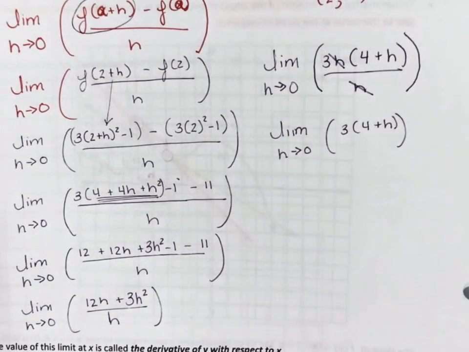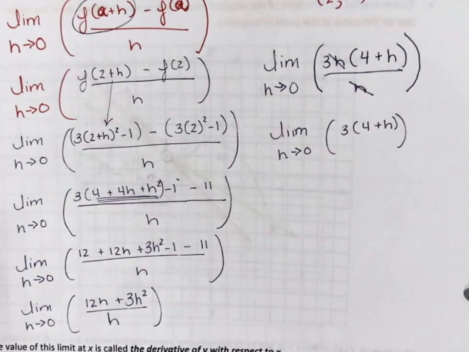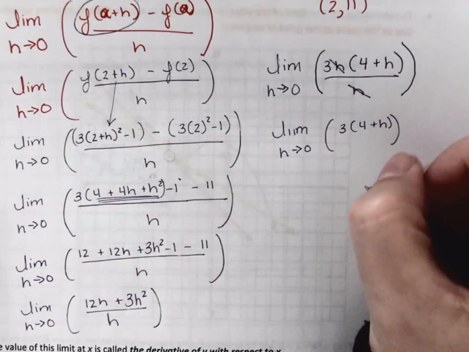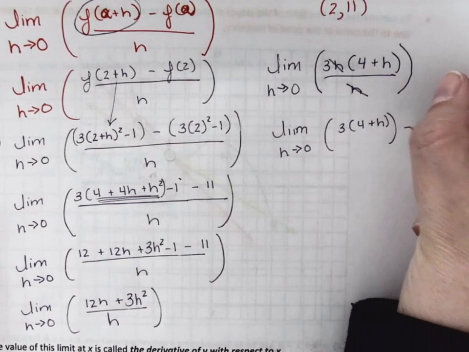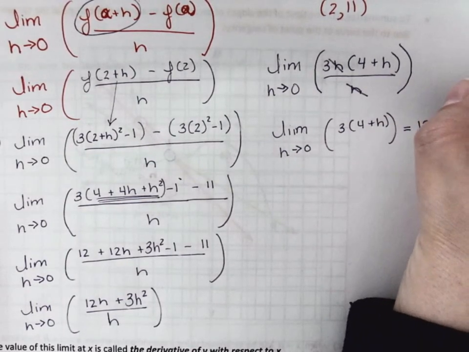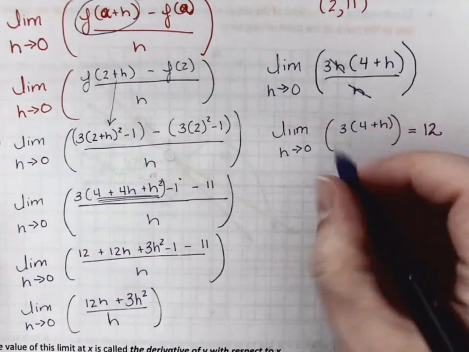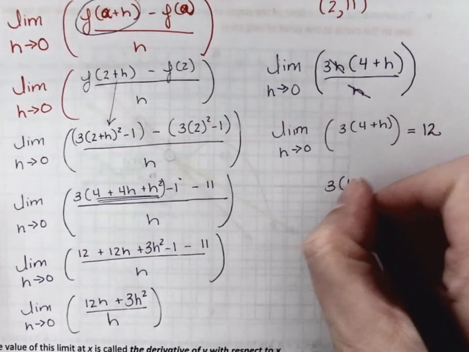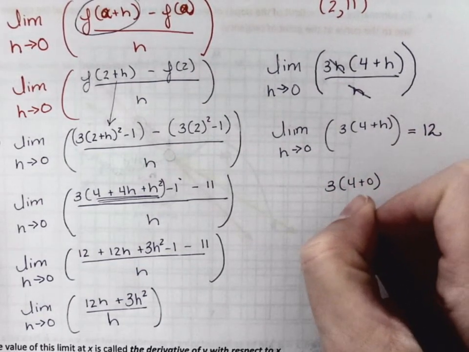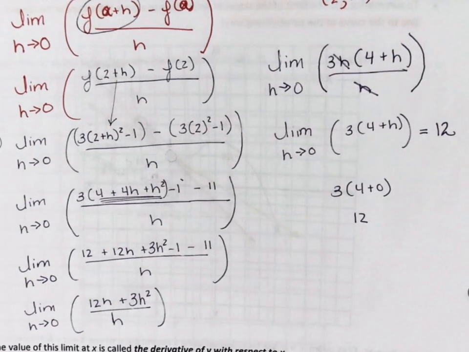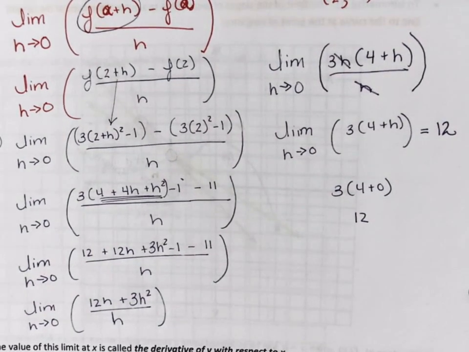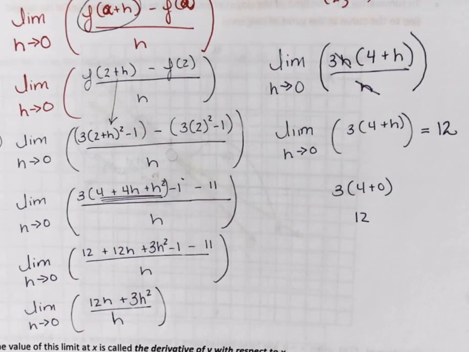My denominator's gone now. And so if I do direct substitution in here, I know that this will have a value of 12. And maybe I'll just do that right here. 3 times 4 plus 0 is going to give me 12. So we know that the slope of the tangent line at x equals 2 is 12.